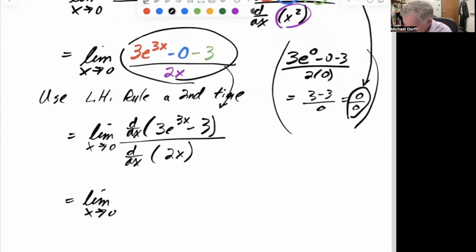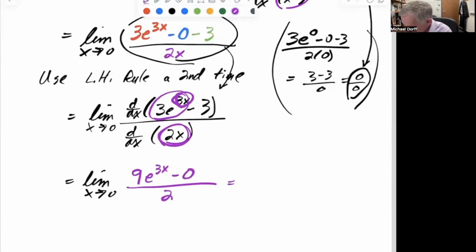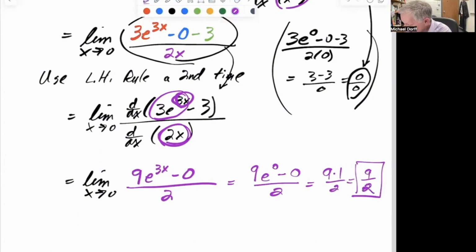And now I'm going to take the derivative of 3e to the 3x. I bring that 3 from the exponent out front, and I'm going to get 3 times 3 or 9e to the 3x. And I get a 0. In the denominator, derivative of that would be 2. So now when I do the evaluation of the limit, I'm going to get 9e to the 0 minus 0 over 2, which is going to be 9 times 1 over 2, which is 9/2. And that's my answer, 9/2 there.